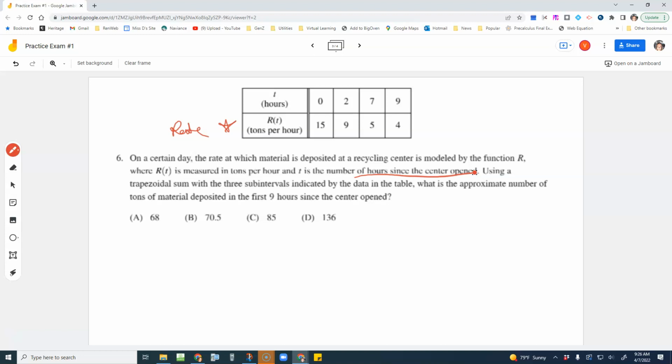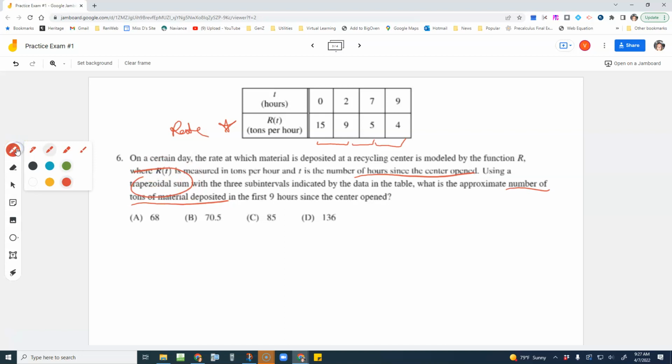Use a trapezoidal sum with three, yeah, because I have to go from here to here, and here to here, and here to here. So there's only 3 connections I can make. What is the approximate number of tons of material? So they want the number to go from rate to number, like we did with integration as net change. We have to integrate, but they're having us do it with a trapezoidal sum.